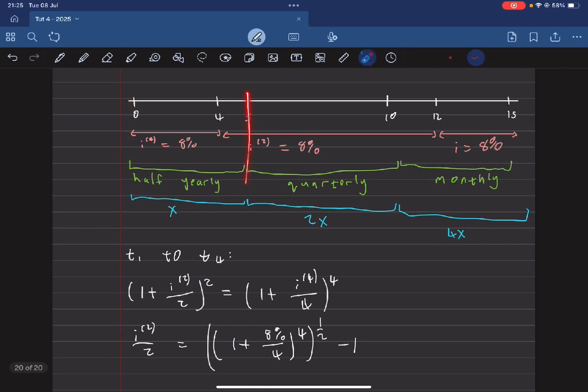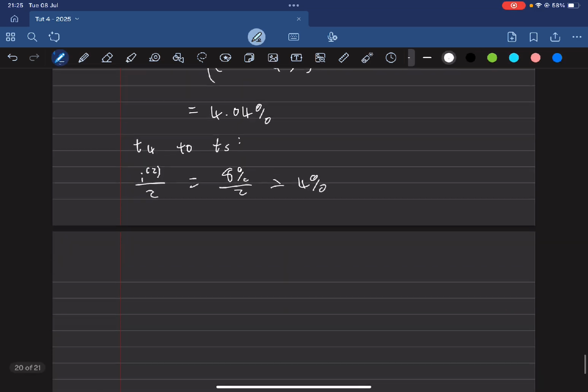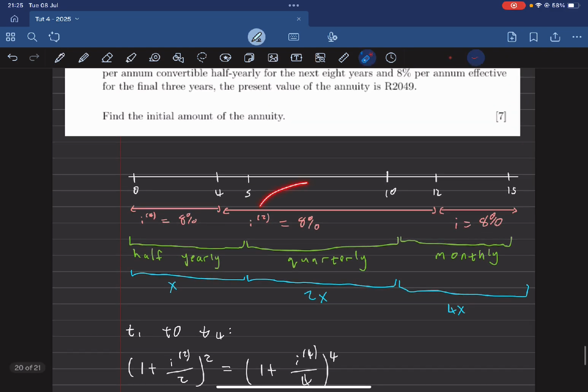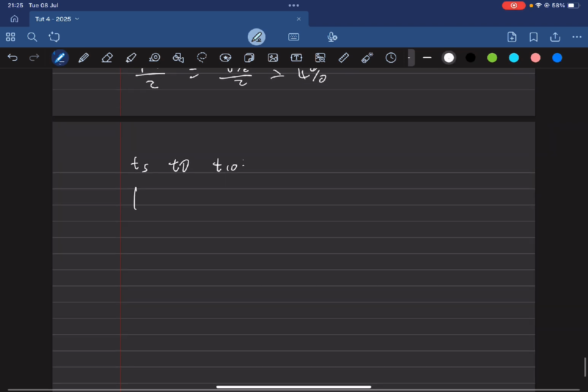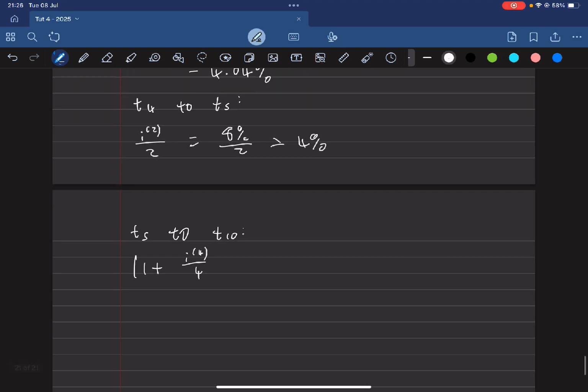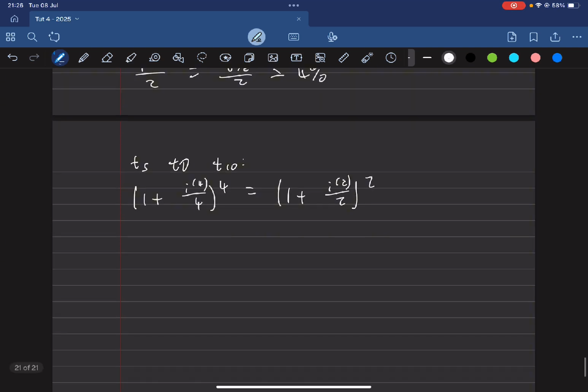Cool. So we got all the correct interest rates in half yearly for this period. Now in this period, we want to get all our interest rates to quarterly. So from time 5 to time 10, we have a half yearly interest rate. So I'm going to say 1 plus I4 over 4 to the power of 4 equals 1 plus I2 over 2 to the power of 2.